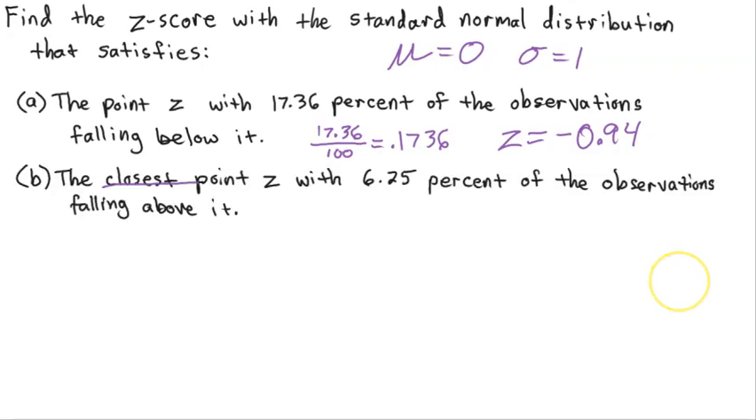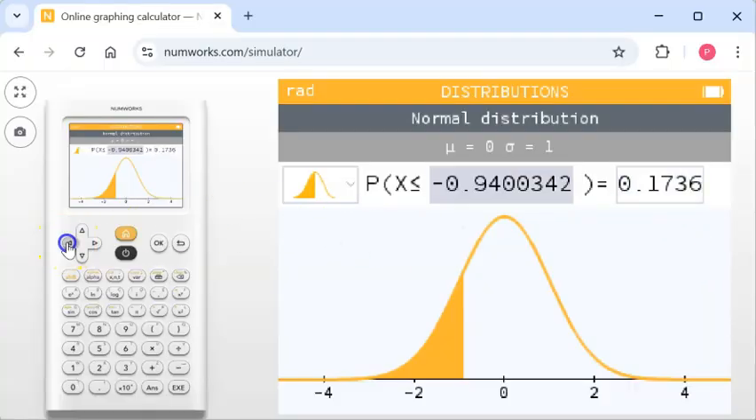Okay, let's try another question. All right, this next question says find the closest point z with 6.25% of the observations above it. That means we're going to have to change to the shading where it's above. This is the one we need because we're shading above, okay? And so 6.25%, if we divide that by 100, we get 0.0625. This is the proportion that we want to put in, and we want to make sure that we're doing the above shading. All right, so we can arrow over here and hit OK, and now we're going to arrow down. We want this one. This is the above.